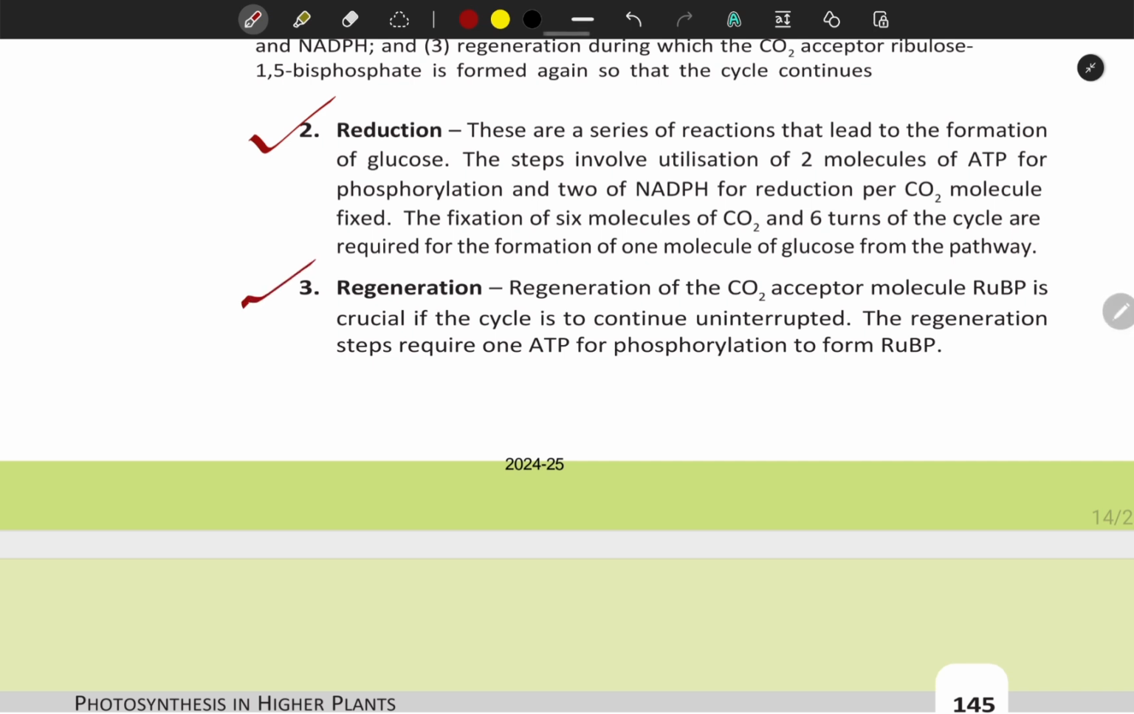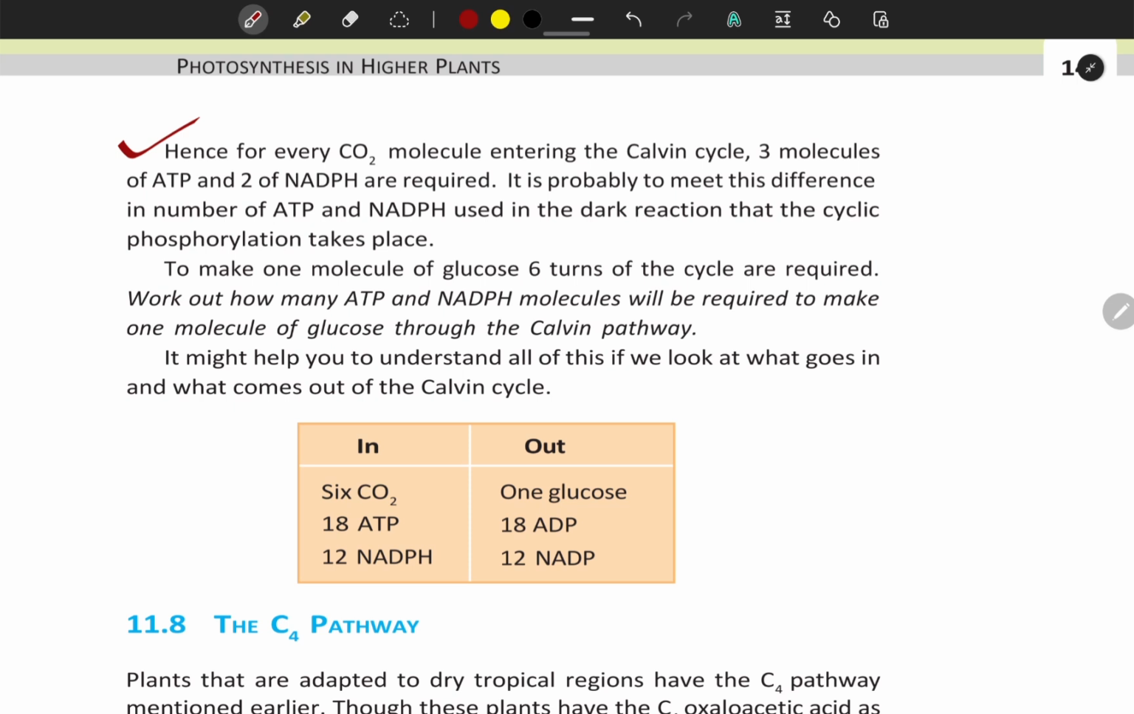Number 3. Regeneration. Regeneration of the CO2 acceptor molecule RuBP is crucial if the cycle is to continue uninterrupted. The regeneration steps require 1 ATP for phosphorylation to form RuBP. Hence, for every CO2 molecule entering the Calvin cycle, 3 molecules of ATP and 2 of NADPH are required. It is probably to meet this difference in the number of ATP and NADPH used in the dark reaction that cyclic phosphorylation takes place. To make 1 molecule of glucose, 6 turns of the cycle are required.